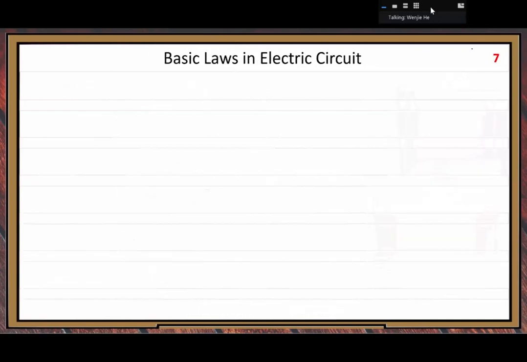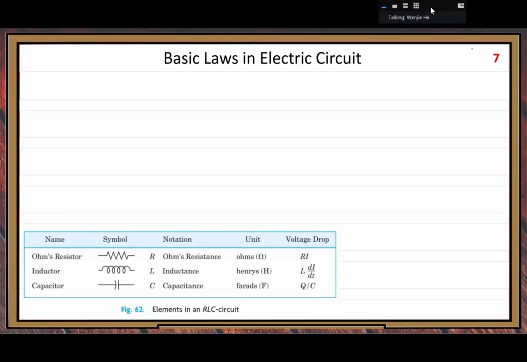Then we need to review. I think you have learned these physical laws before. Now let's just review basic laws in electric circuits. Here, three laws, okay? Formulas, all right.